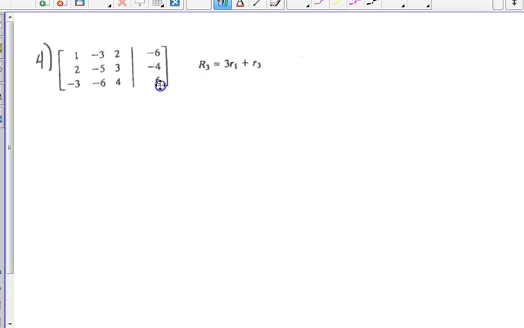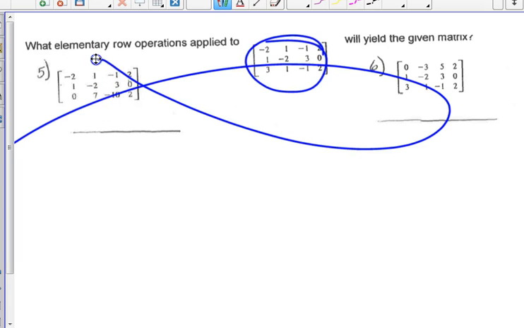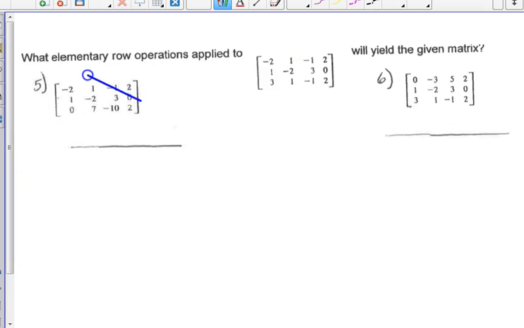Okay, 3 times row 1 added to row 3. If you want to practice this, go right ahead. Do not do these. What elementary row operation? That's like figure out how they got from this matrix to this one. Yeah, we don't have to do that. Not on the test. Not on the test.